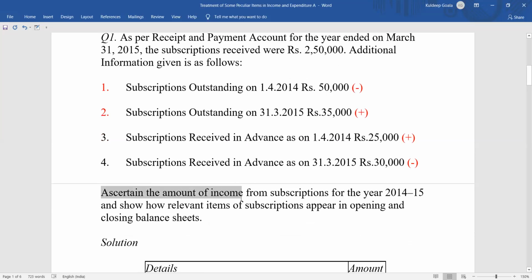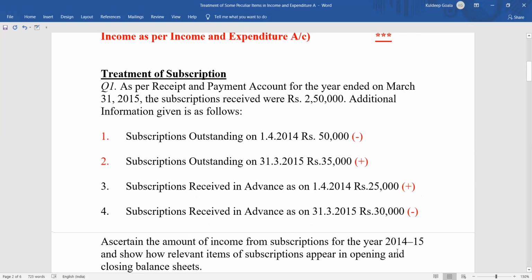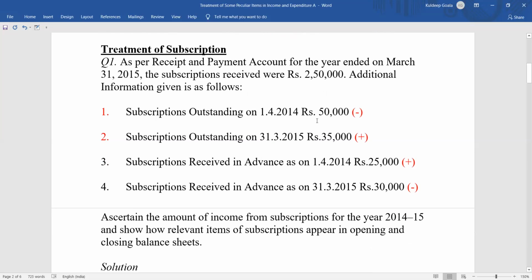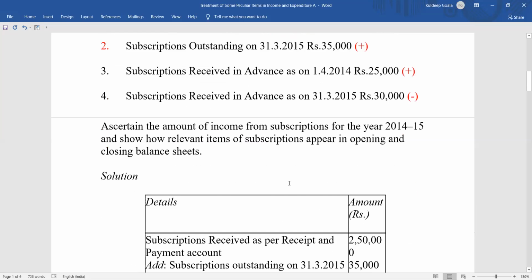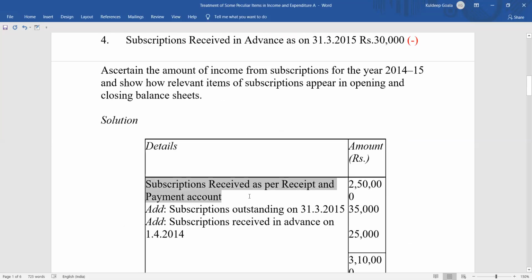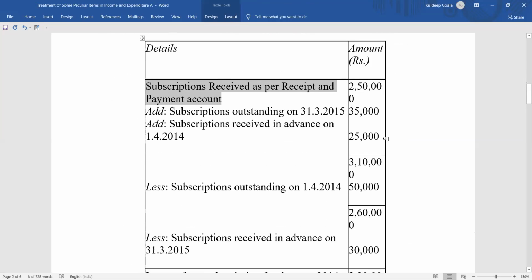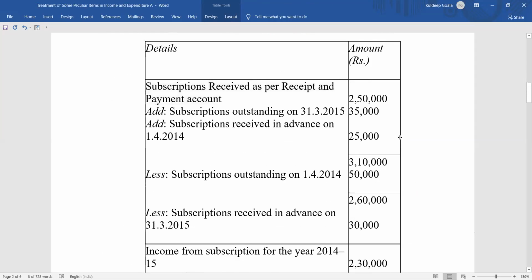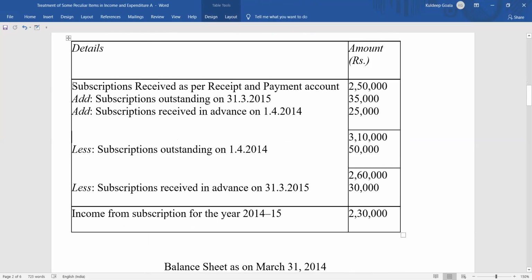So these are the treatments in the income and expenditure account. After that, what is told is to ascertain the amount of income from subscription for the year 2014-15 and show the relevant items of subscription appearing in the opening and closing balance sheet. That we'll see later. First of all, we'll finish the income and expenditure part. Let's find out what the income is. What is our base? The subscription received as per the receipts and payment account, 2,50,000. So let's start with that: subscription received as per the receipts and payment account, 2,50,000.